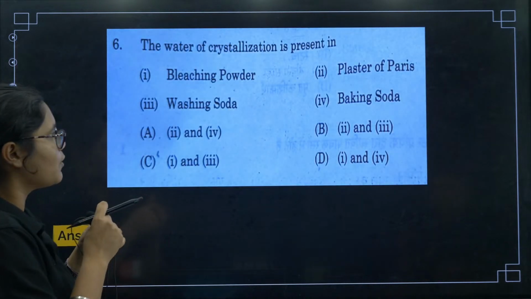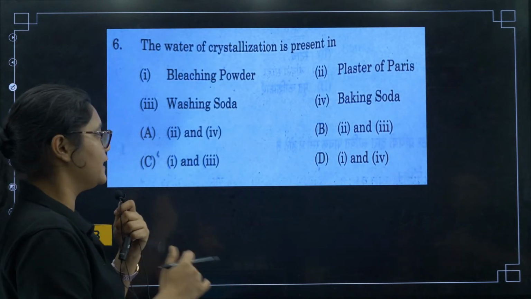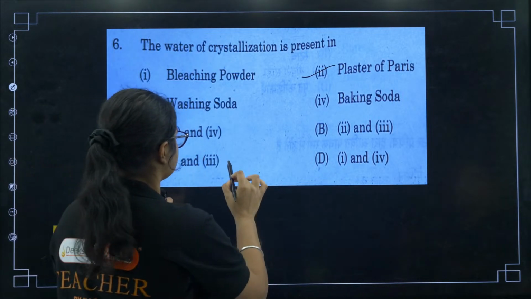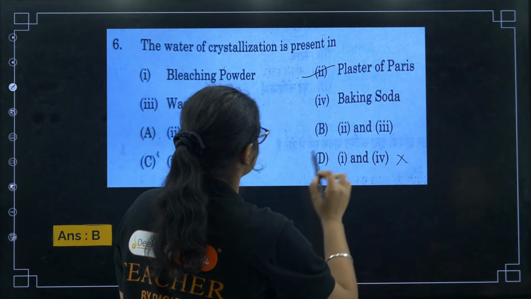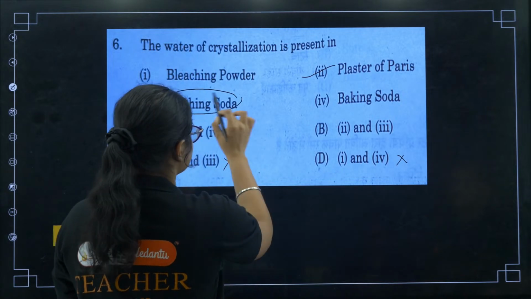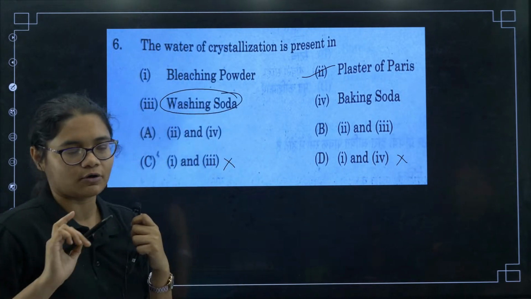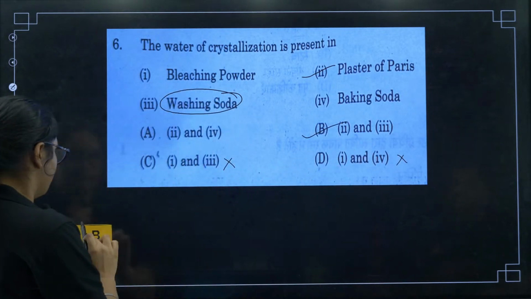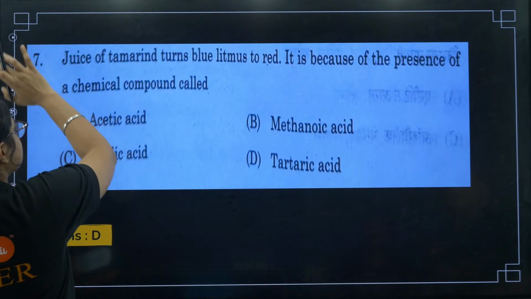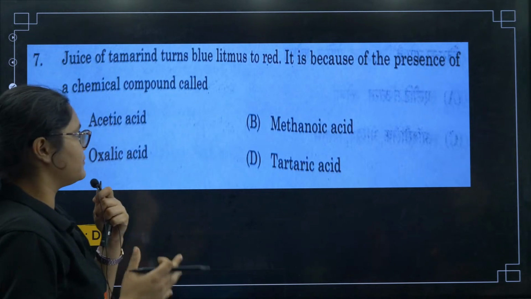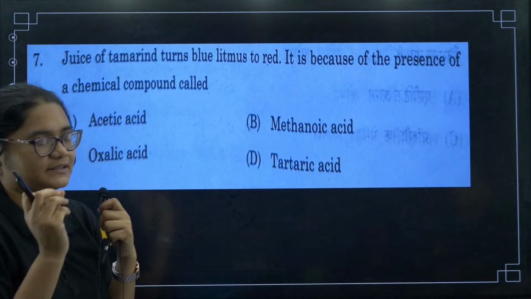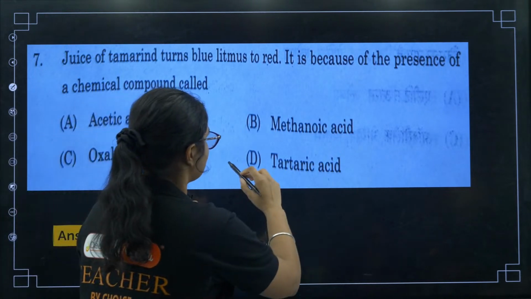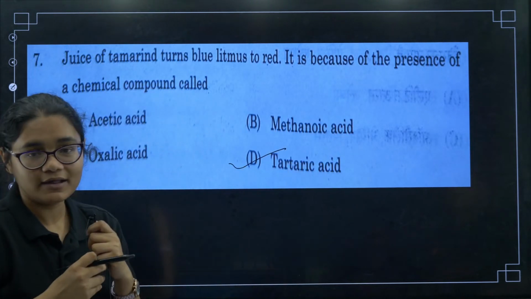Next, the water of crystallization is present in, so we know one of them is plaster of Paris. So 2 has to be there in the option. We can eliminate this one, and apart from that, in washing soda we have 10 molecules of water of crystallization. So 2 and 3, that is option number B here. Next, juice of tamarind turns blue litmus red. So it is an acid. Which acid is present in tamarind? That is tartaric acid. So option number D here.